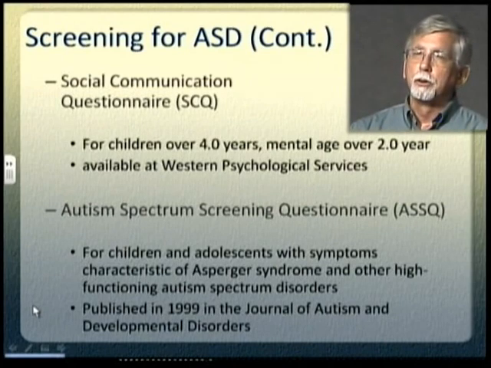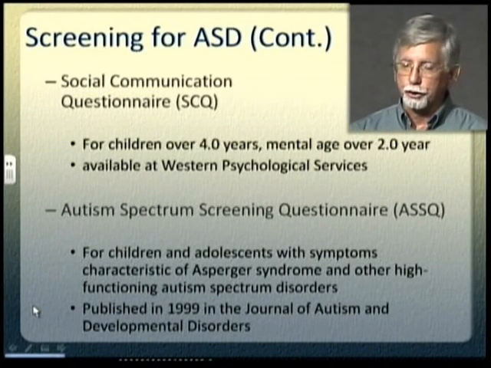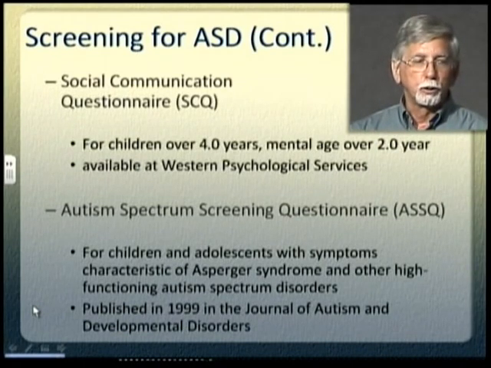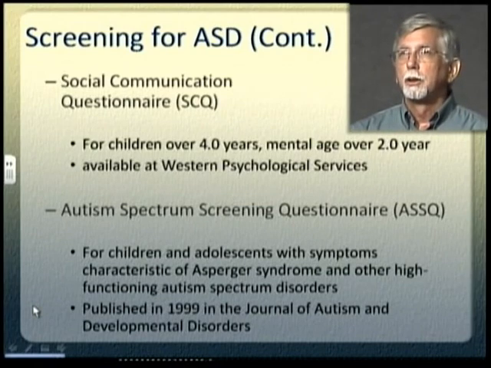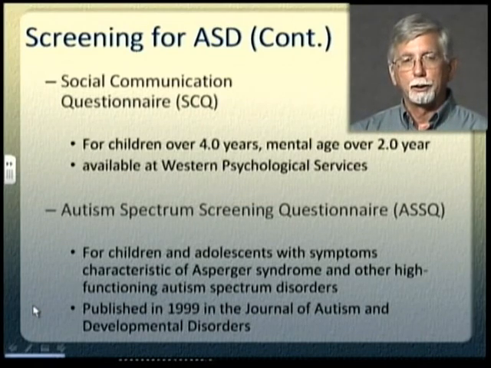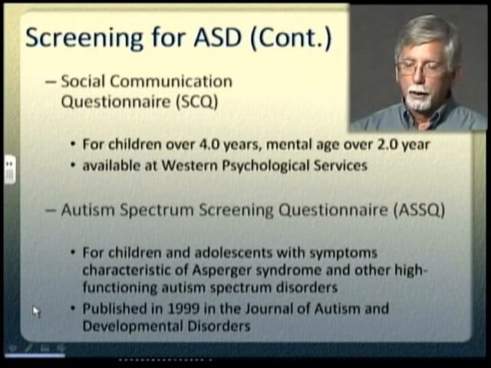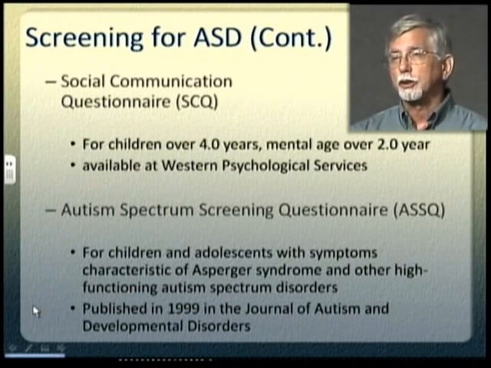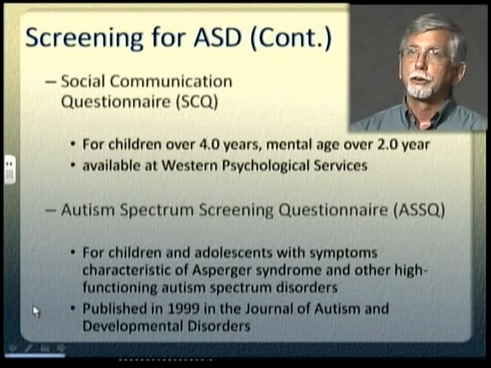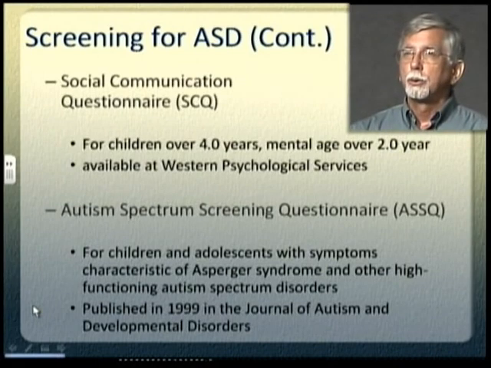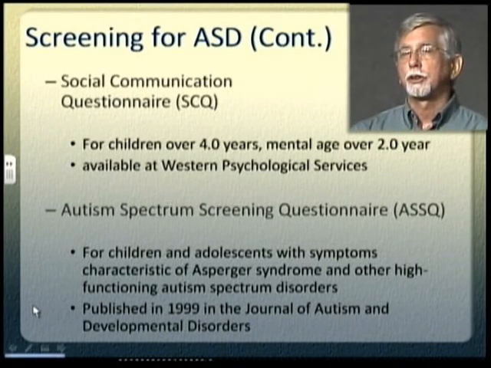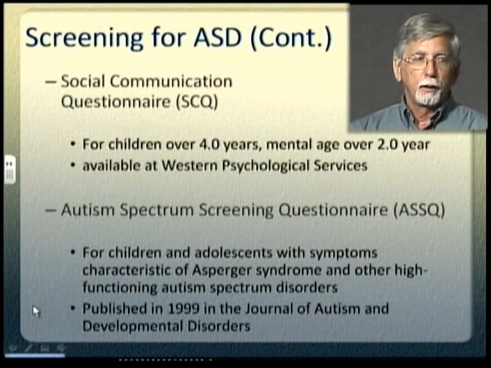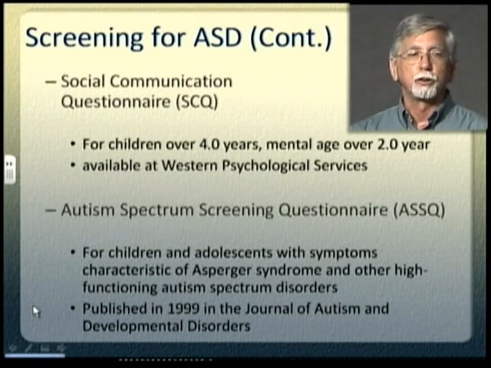A second instrument that I would mention as a possibility for a standardized screening tool is the Social Communication Questionnaire. This instrument was devised for children who are over 4 years of age, chronological age, and have a mental age of over 2 years. It is one of the best researched screening instruments on the market. It was developed as a tool to mirror some of the questions that are in the Autism Diagnostic Interview, which we'll talk about a bit later. The Social Communication Questionnaire is available at Western Psychological Services.